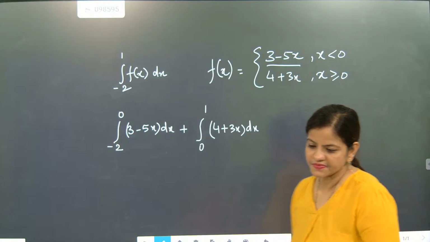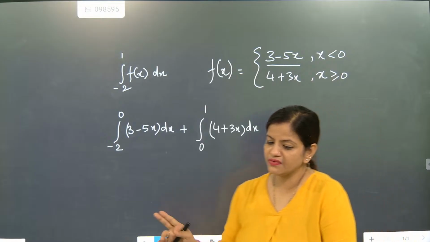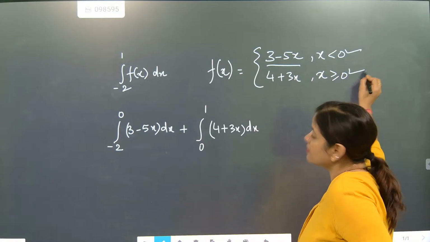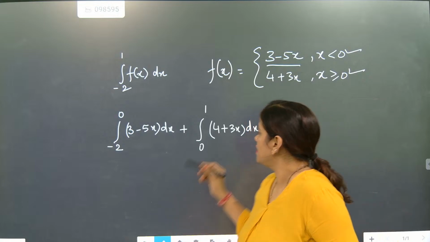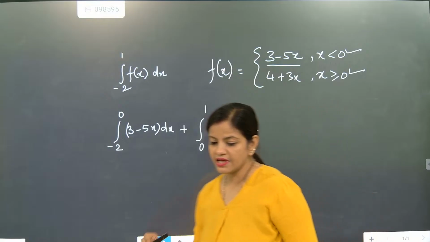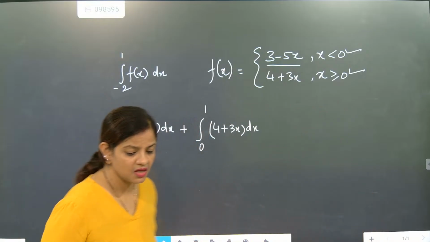Got it? Because less than 0 and greater than 0, two intervals will be generated. They have given 0 as the breakpoint, so no other interval you are going to check. In between, the split will come as minus 2 to 0 and 0 to 1. I hope till here it is clear. At least one question, you people solve and give me the answer.